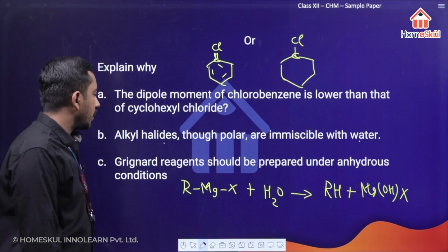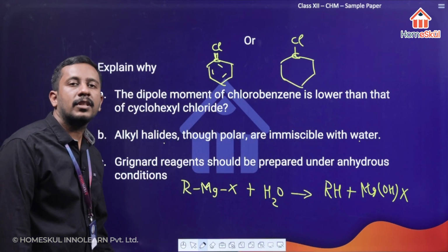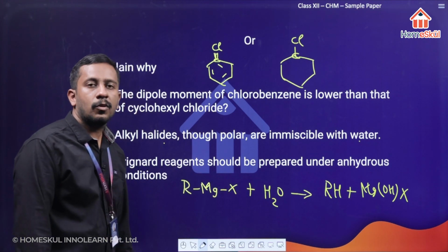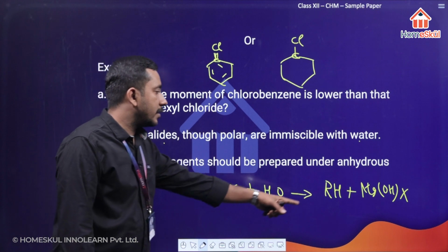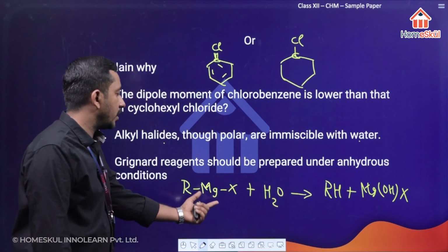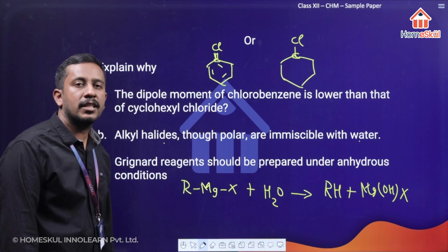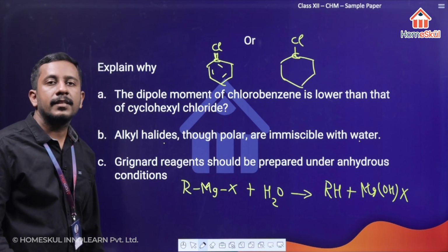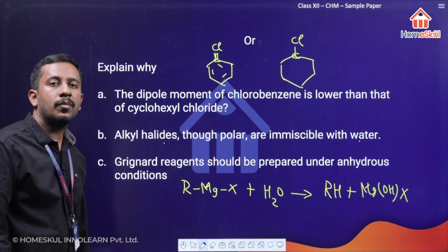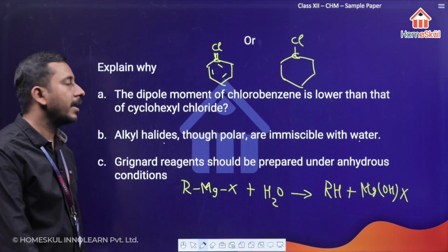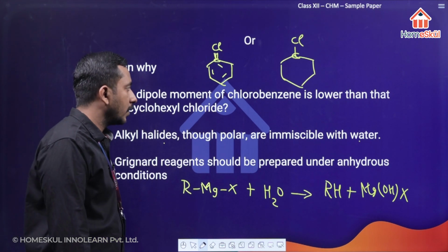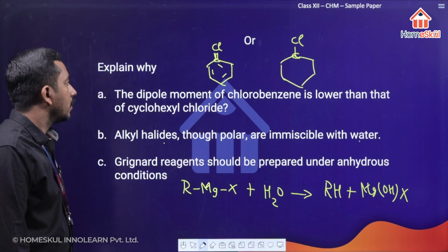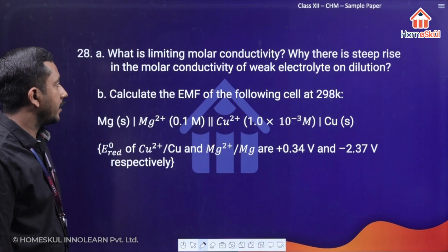So there should not be presence of water or moisture during the preparation of Grignard reagent. If any amount of water or moisture is present, then this reaction will happen and we will be losing the Grignard reagent that we prepared. So that is why all the reactions and preparation of Grignard reagent are carried out in a dry ether medium, where there is no presence of water or moisture in any way. So we have given the explanations for all the three statements. So we can move on to the next question.